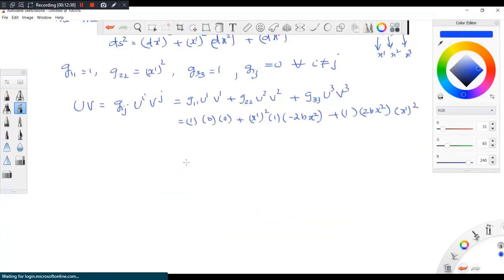Simplify this. So the first one is 0 minus 2b x1 square x2 plus 2b x1 square x2. So you can see that this will be equal to 0. Hence u and v are orthogonal.